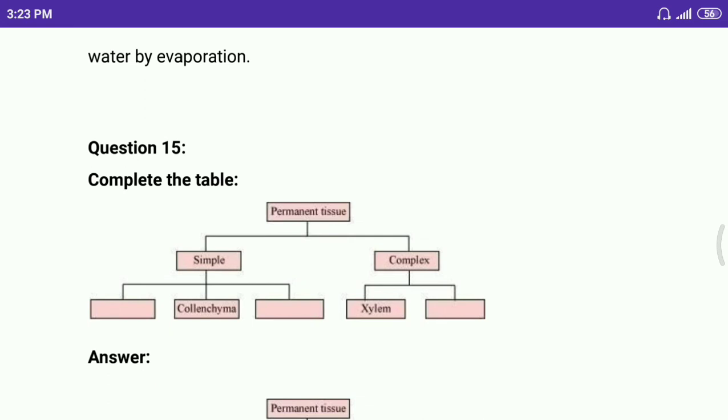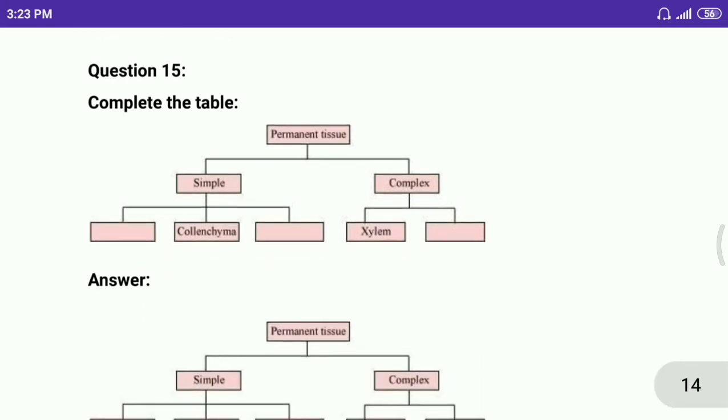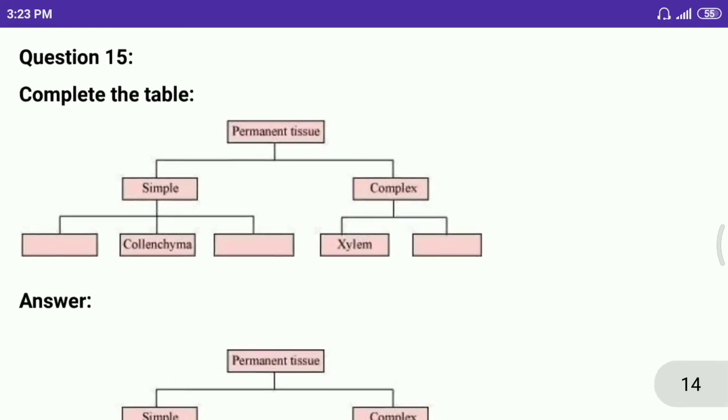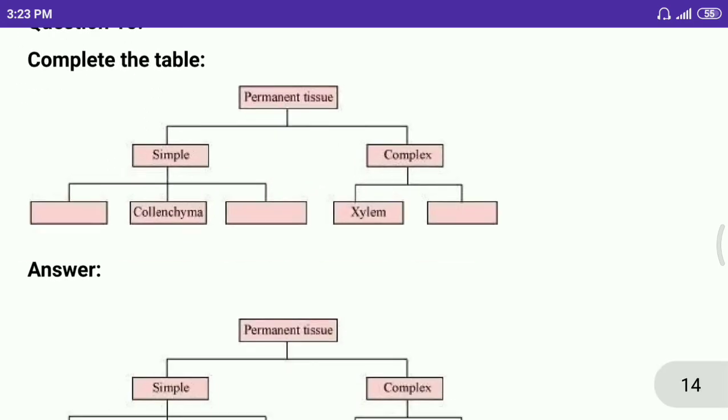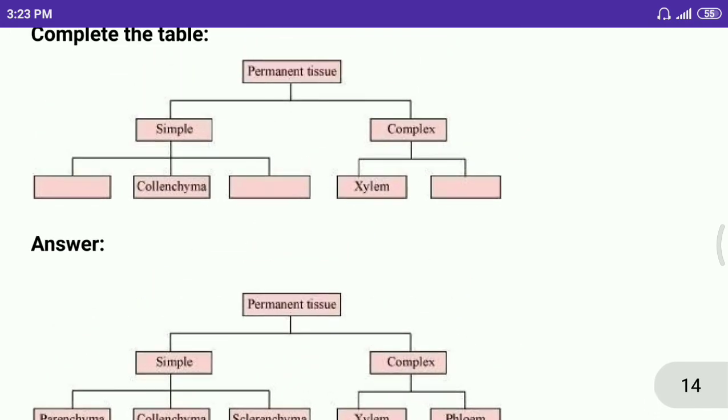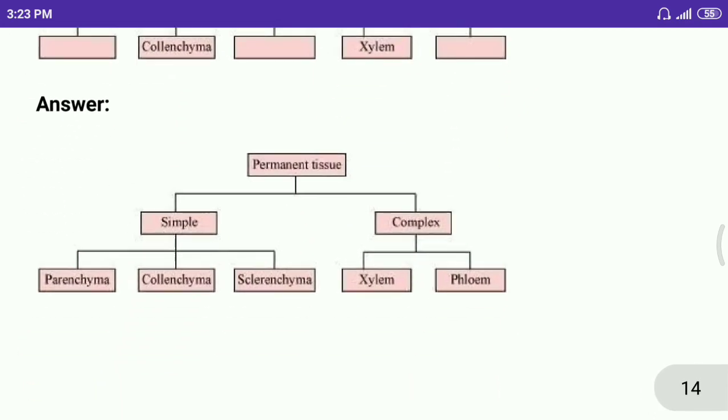Question 15. Complete the table. Here is one table. You can write your answer in the comment box. So comment all answers. Here are also the answers.